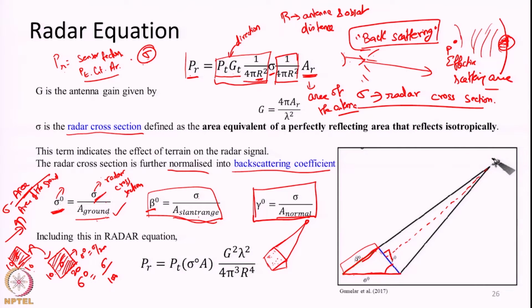Okay. So, obtaining the sigma naught for each pixel will be one of the important steps in radar data processing. Once we get this sigma naught, we can use it for different applications.